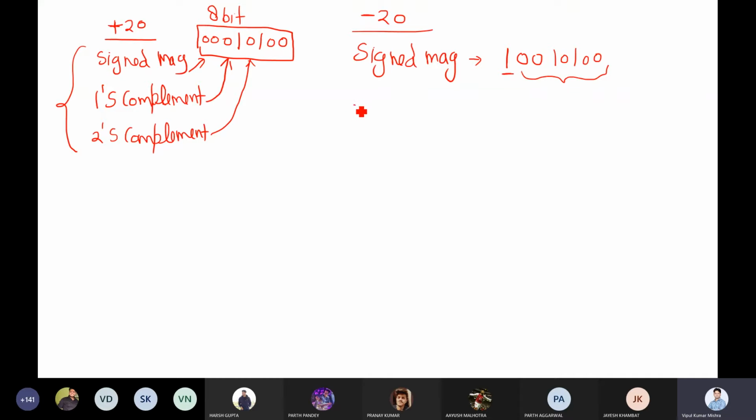Now in case of one's complement, what will happen? You will take the complement of each bit. So in one's complement, let's say I have the number 20. The 20 is 0, 0, 0, 1, 0, 1, 0, 0. Now this is your plus 20, but I want to represent minus 20, so you'll take the complement. So it will become 1, 1, 1, 0, 1, 0, 1, 1. This is the representation in one's complement.